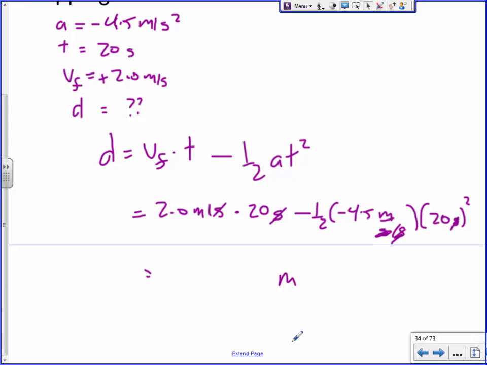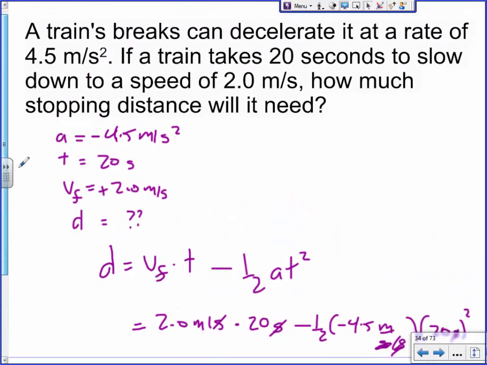Make sure you catch that negative 4.5, right? What'd you get? 940? That's what I got too. Okay. Well, that kind of makes sense, doesn't it? Wasn't this a train? Trains don't slow down overly fast, right? Like it's going to take a kilometer for it to slow down quite a bit here.